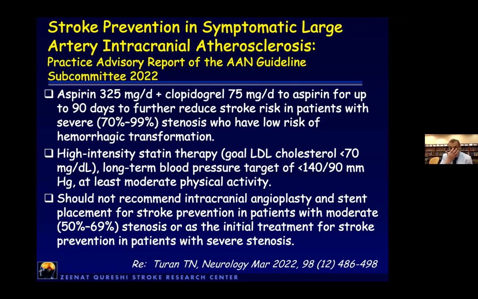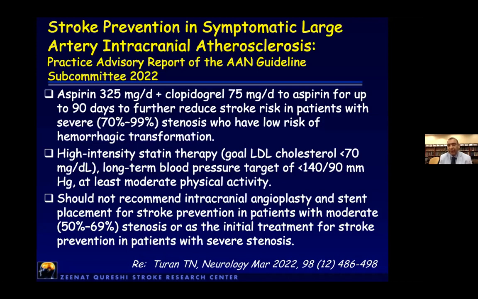They are also recommending high intensity statin therapy, and the goal is really to maintain LDL cholesterol less than 70 milligram per deciliter, not the standard less than 100 milligram per deciliter that we've been used to, but actually less than 70 milligram per deciliter. They're also recommending blood pressure treatment, maintaining the blood pressure to a value of less than 140 by 90 millimeter of mercury, and also recommending other preventive cardiovascular strategies such as moderate physical activity.